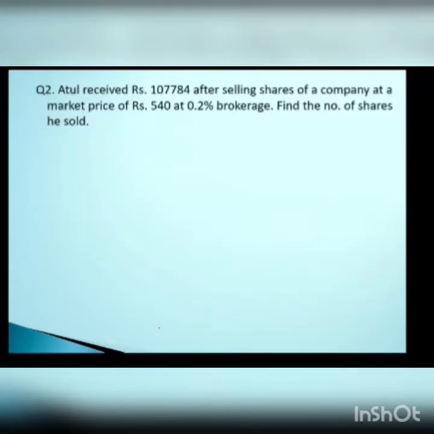So just stay with question number 2 that is given to you: Atul received rupees 1,07,784 after he sold the shares of the company with the market price of rupees 540, where the broker is charging brokerage at the rate of 0.2 percentage. So again, in this case, we need to get the number of shares. So in the first part of the problem, just put down the data that are there within the question so that after that we can utilize all of them within the formula. Write down the data that are there within the question.